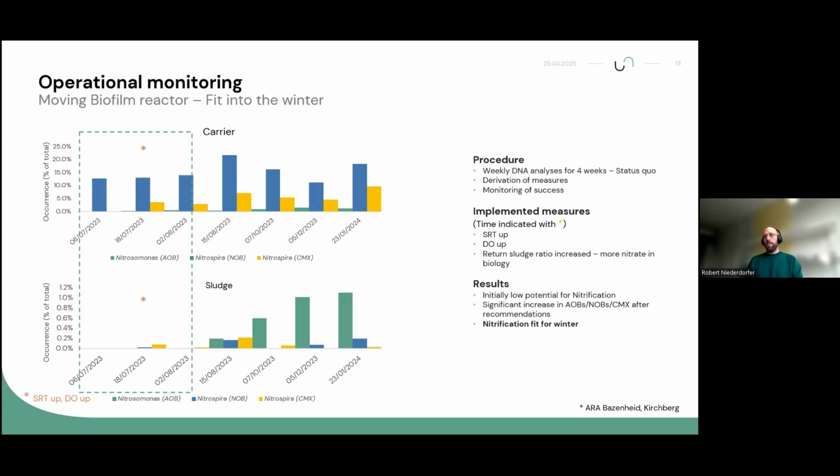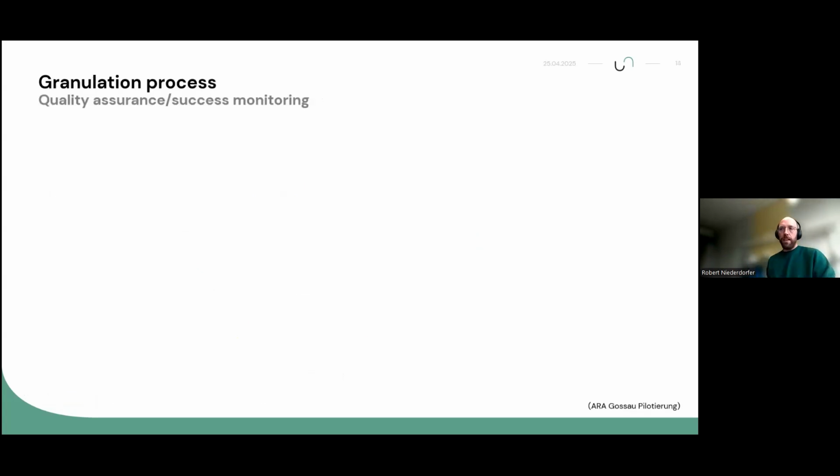So the result is that we had significant increases in AOBs and NOBs after the recommendations, and the nitrification was fit for the winter. Another very sensitive process is the granulation process, such as Nereida or using a hydrocyclone. Here we can provide quality assurance and success monitoring.